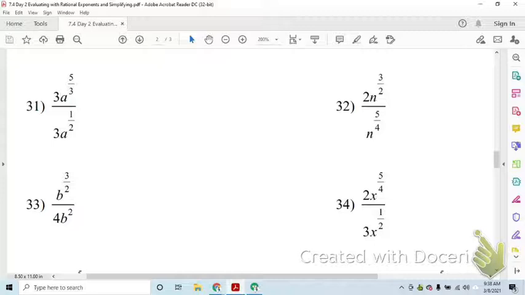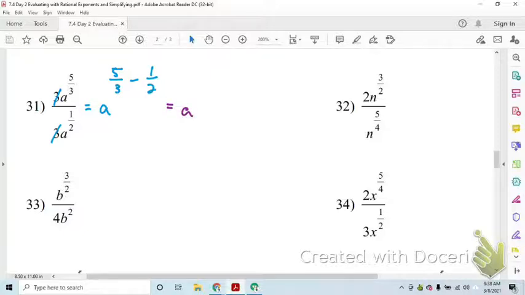Now, these are fractions, all right? So we're dividing now. 3 divided by 3, those 3's just go away. Now, what you really have here, since we're dividing these two, is a to the, we take the first number up top, the first fraction, 5/3, minus 1/2. All right, so when you're dividing, we subtract the exponents. I know it's tough to understand, but that's okay.